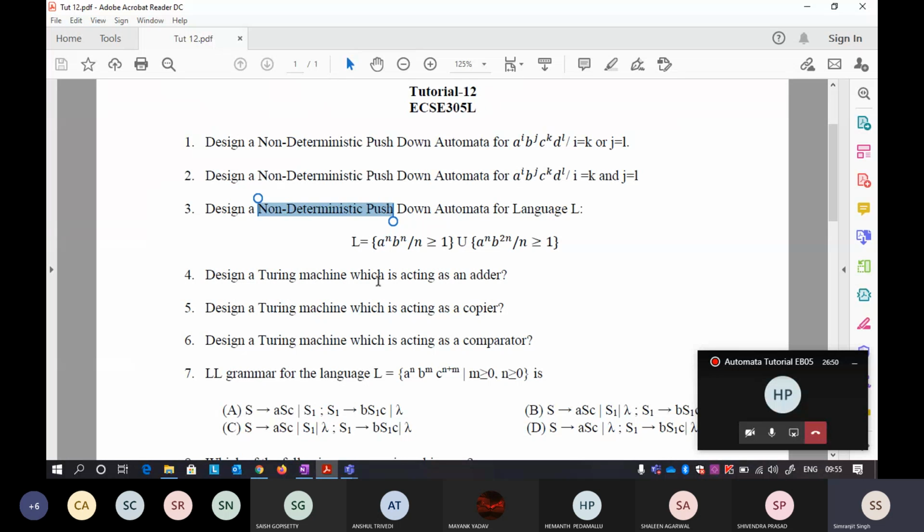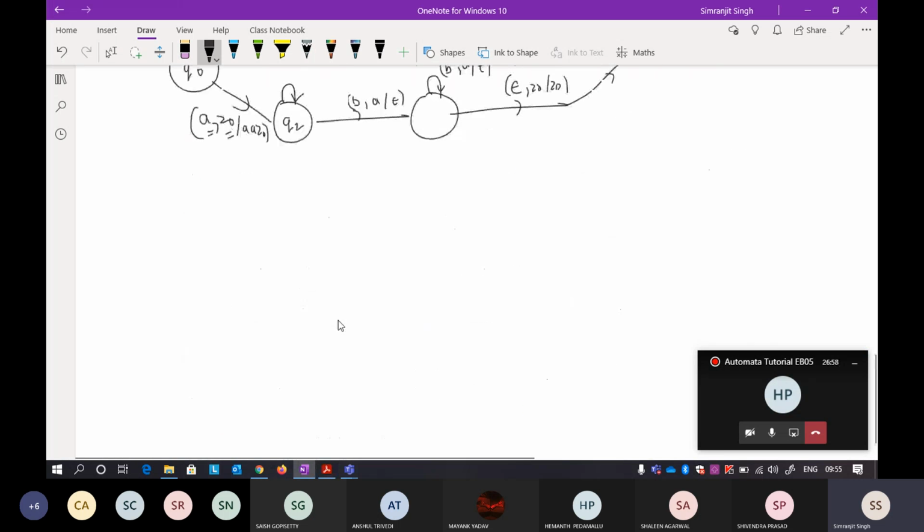Now this is specifically saying that the Turing machine is acting as an adder. First of all, I just want to explain what exactly this problem is. I will give you some time to solve it on your own, but it's a very easy problem. What exactly does an adder mean? You just have to add.